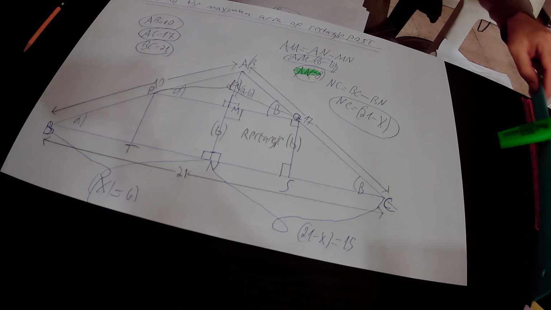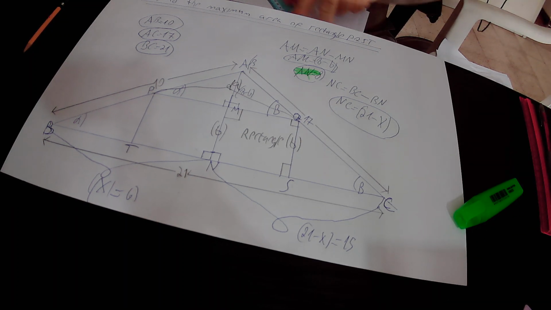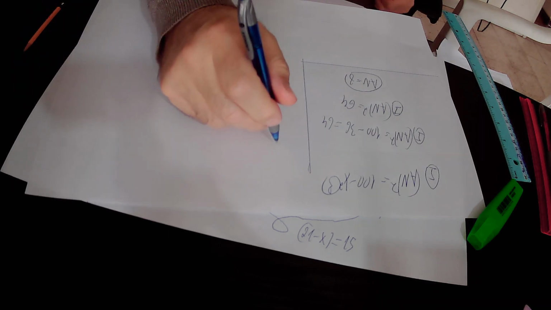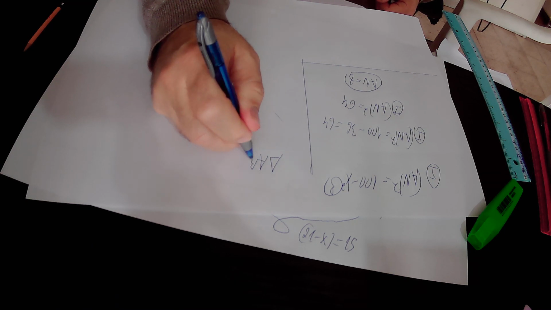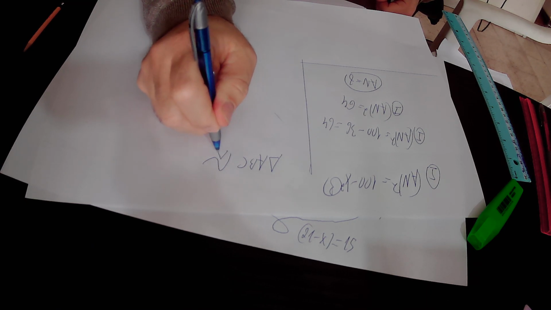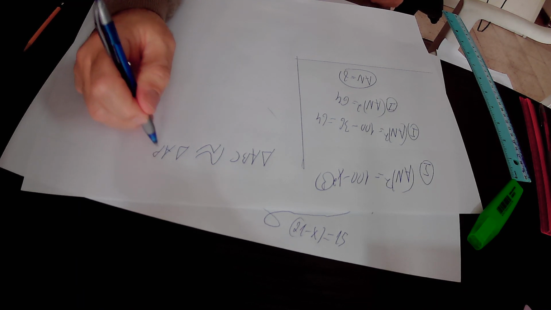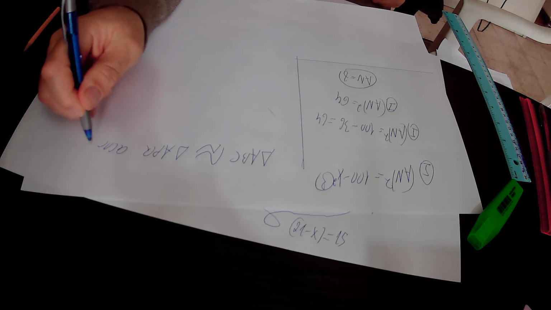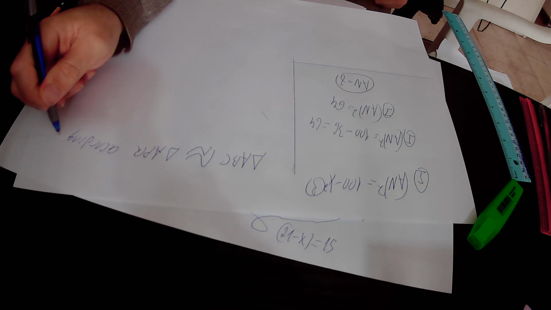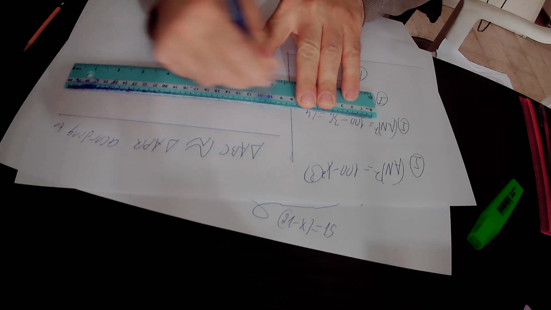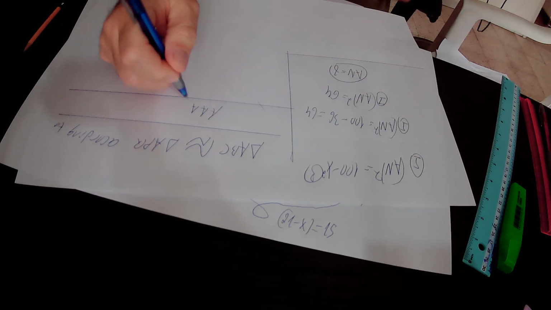So I write it down. We actually proved that the big triangle ABC is similar to the small triangle APQ according to the angle similarity rule.